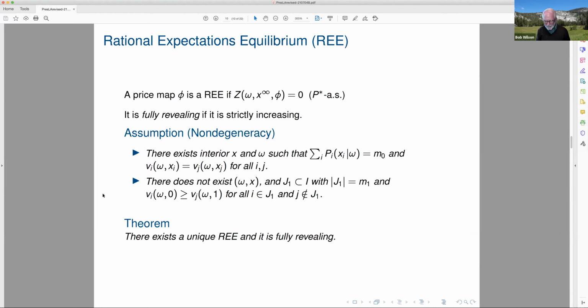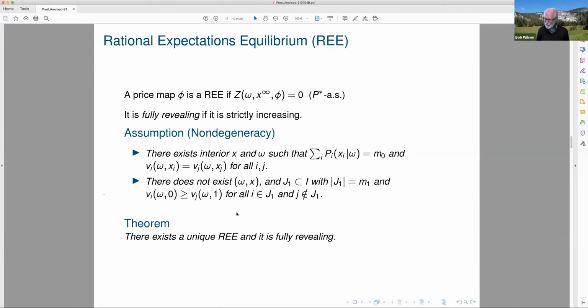But the other thing is that we don't have a situation in which all of the... well, let's say, think of a double auction here. This set J1 is just a number equal to the number of sellers, the number of objects actually to be traded. But all the people with those valuations, their values, even at the lowest state, are greater than what they would be for the others in the highest state. So there's no real trade possible. So we're getting rid of the impossibility of trade situation. So in that case, there exists a unique rational expectations equilibrium, and it's fully revealing.